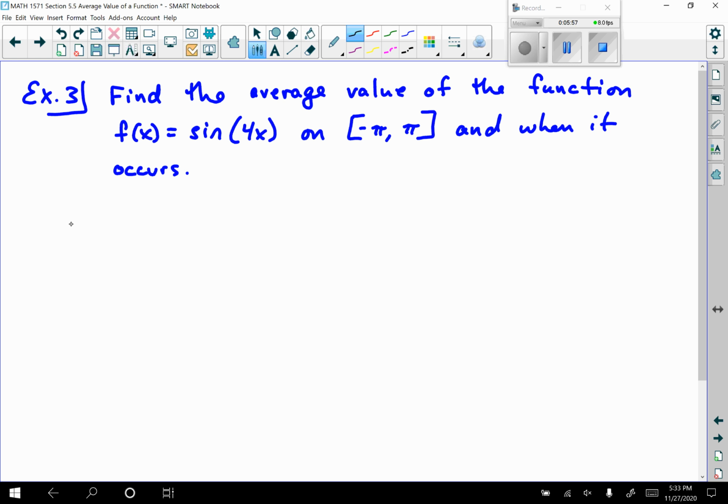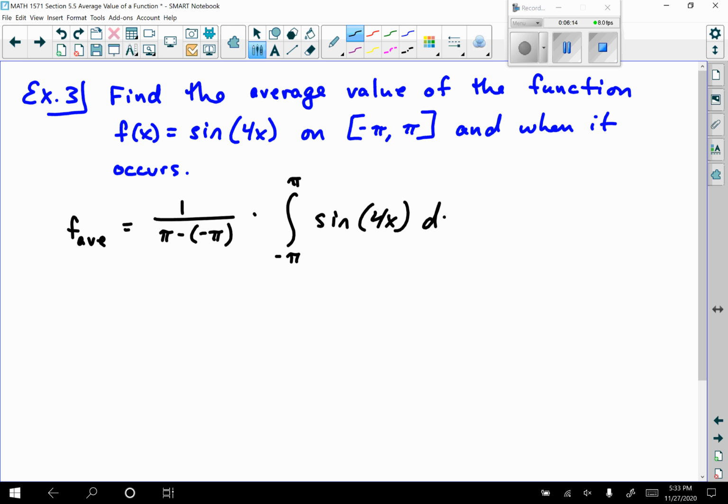Again, because this is f of x, I'm just going to denote it this way. We're going to have 1 over pi minus a negative pi, times the integral from -pi to pi of sine of 4x dx. So this will give us 1 over pi plus pi, so 2 pi.